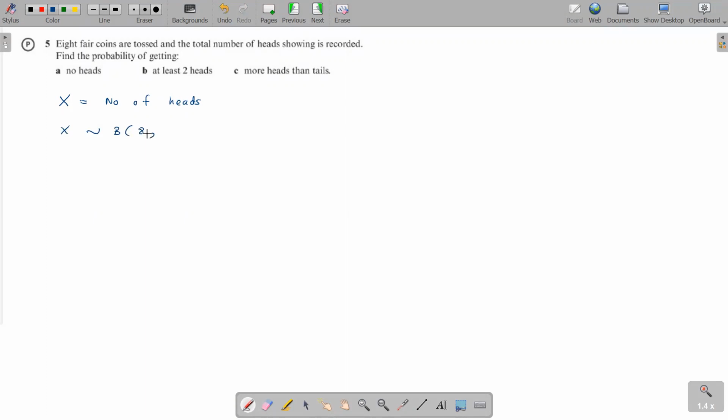And what's the probability of success? Success is getting a head. Remember, since we are modeling the number of heads, getting a head is a success. Getting a tail is a failure. That's what we consider here. So the probability of getting a head is half, I'll write 0.5. Okay, so we need to get the probability of getting no heads. No heads means X is 0. You can get the probability of 0 heads in two ways, either from the table or by using the individual probability equation. Let's go for the table.